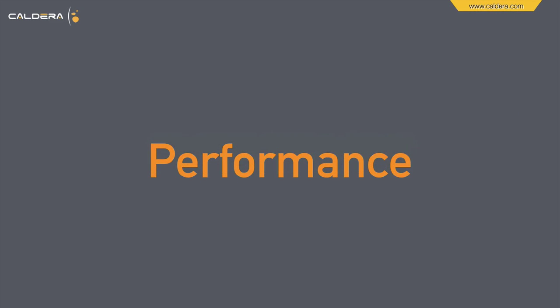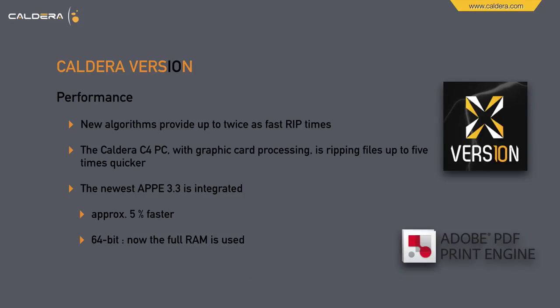And now let's look at the performance of version 10. Version 10 is not just a nice design. Under the hood we will discover some nice enhancements. New algorithms provide up to twice as fast rip times. The Caldera C4 PC with graphic card processing is ripping files up to 5 times quicker. The newest APPE 3.3 is integrated, which alone is 5% faster on itself, and 64-bit, so that means in version 9 you were only able to address a maximum of 4 GB of RAM. Now the full RAM of your PC is used.